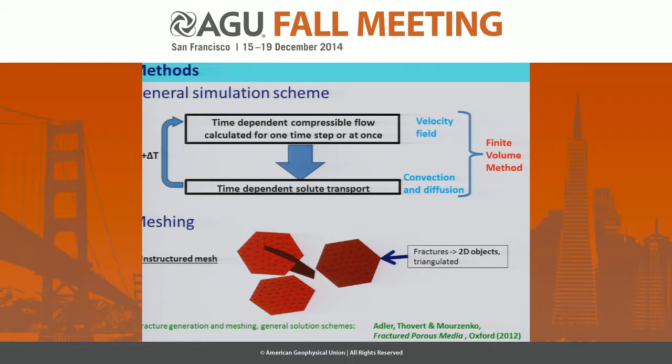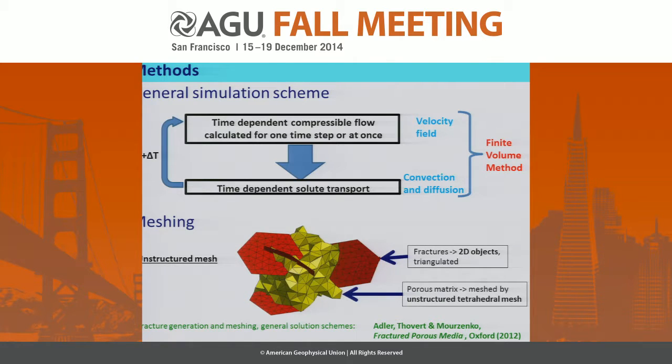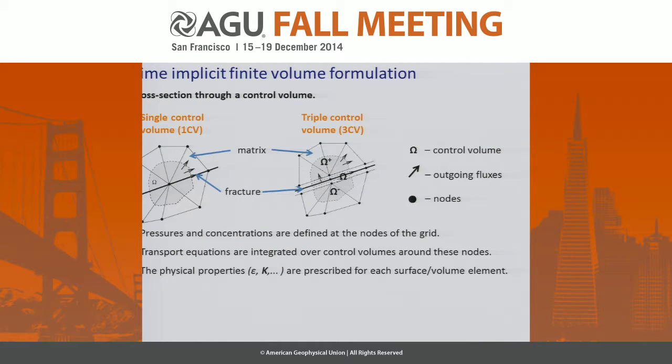What we do is we mesh the fracture network by an unstructured mesh by triangles, taking into account the intersections between the fractures. And then once this is done, we can mesh the porous matrix in between the fractures by an unstructured tetrahedral mesh. And we have this time-implicit finite volume formulation.